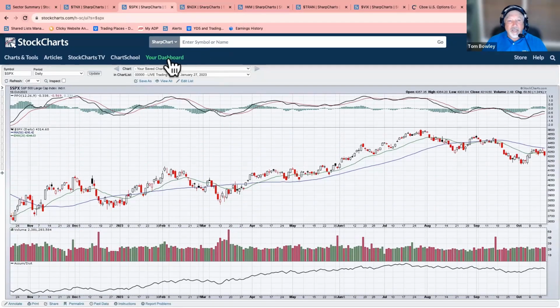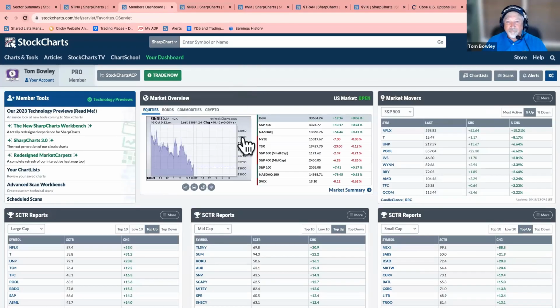Let's take a look and see how we are opening this morning. We've got right now the Dow up 19, S&P up 10, NASDAQ up 54. Small caps, mid caps, both down a little bit here. The VIX down slightly. NASDAQ 100 up 79. That's up a little over half a percent.